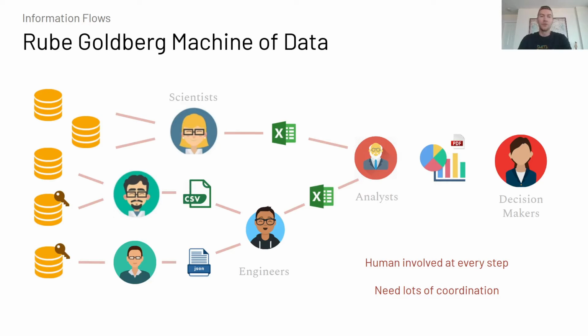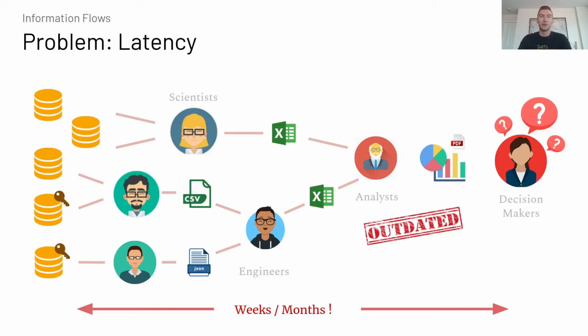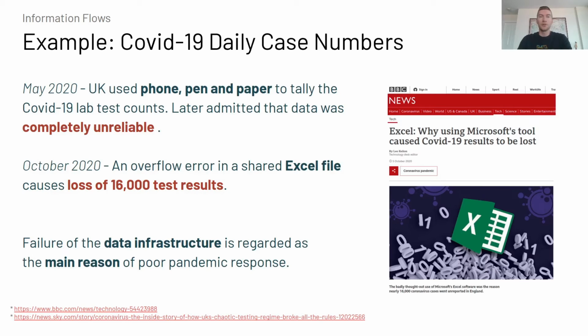Because of the human involvement, all of this process requires constant coordination. And as a result, these flows might take weeks or even months to complete. The latency is so big that by the time data reaches decision makers, it's often already outdated. One example of such information flow are the daily COVID-19 aggregate numbers that you're constantly getting in the news these days. However, even for developed countries, it took us months to build up these information flows and make them reliable.